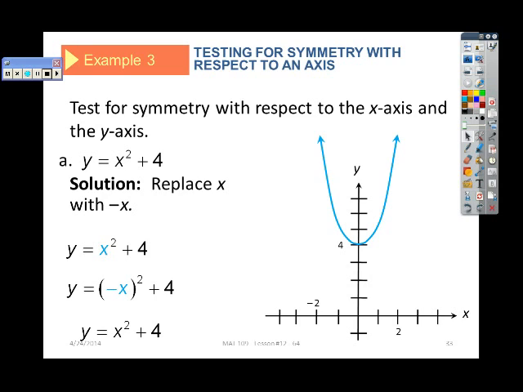If you start with an equation, replace the x's, and if you can get it to where it looks exactly the same as where you started, it's symmetric with respect to the y-axis. That's an example. Those are equivalent, therefore it's symmetric.